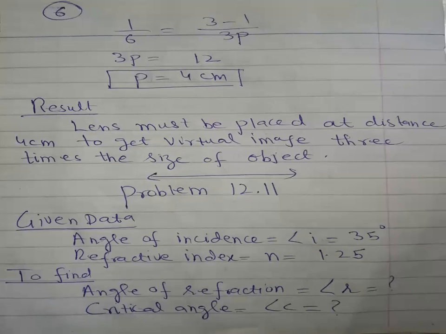A ray of light from air is incident on a liquid surface at an angle of incidence 35 degrees. The angle of incidence is denoted by small i, and this sign is for angle. The angle of incidence is given to me as 35 degrees, and the refractive index, denoted by small n, is also given to me as 1.25. In this numerical, we are asked to find the angle of refraction, which is denoted with small r, and the critical angle, which is denoted with small c. So these two things are required in this numerical.